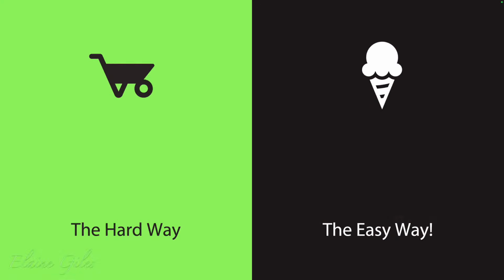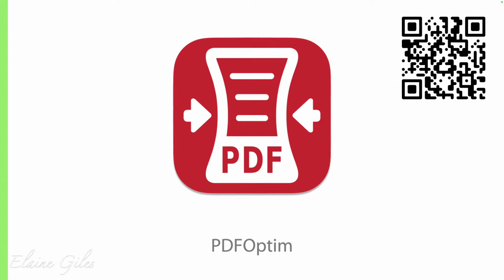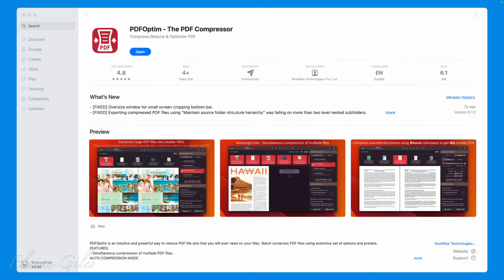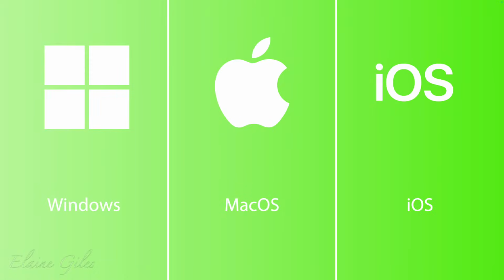Right, you can do that one of two ways. You've got the hard way and the easy way. Now, the hard way is to tweak endlessly in Affinity by Canva. It's very much trial and error. The easy way, an inexpensive third-party application called PDF Optim. Now, that's what it looks like in the Mac App Store, but it is not just a Mac app. Don't think that. It works on Windows, it works on Mac, and it works on iOS. And it couldn't be easier to use it.